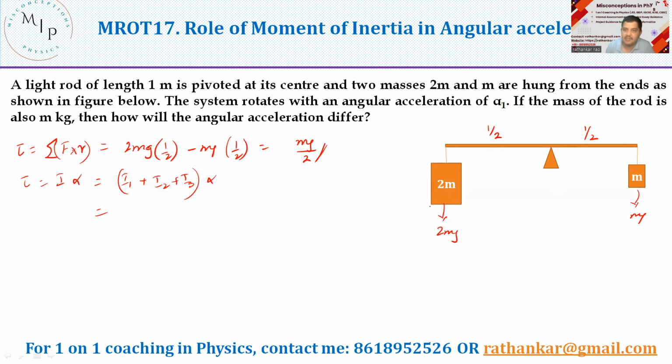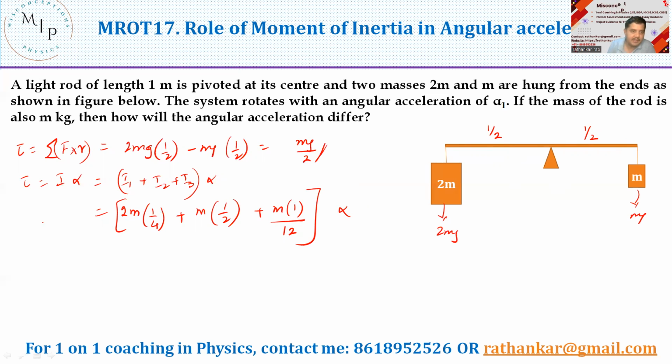Now what is I1? I1 is nothing but the moment of inertia of this particle above the pivoted point, which should be 2m into 1 by 4, that is mr square. Plus what is the moment of inertia of this particle? Plus m into r square, which is 1 by 2. Plus what is the moment of inertia of this rod? Moment of inertia of this rod is nothing but ml square divided by 12. You would have seen this in your moment of inertia concept. I am not going to teach that one here. M into L square, what is L square? 1 square, divided by 12. 12 is a constant. The whole thing is multiplied by alpha.